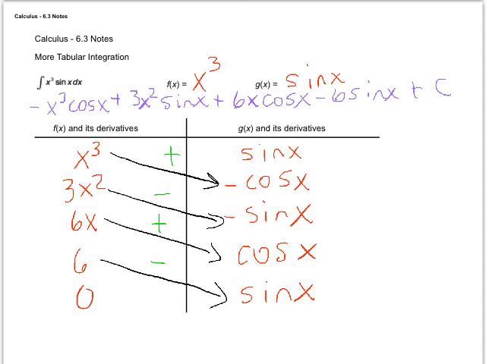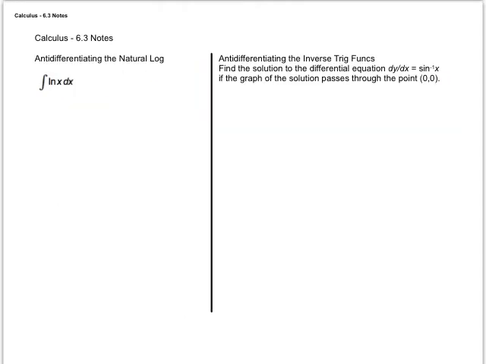Okay, a couple more problems. Anti-differentiating the natural log. This is just kind of interesting, and so I thought I'd work it out for you. And we can do this by parts. So let's let u equal ln x. That's the only choice we have. And let's let dv equal dx.